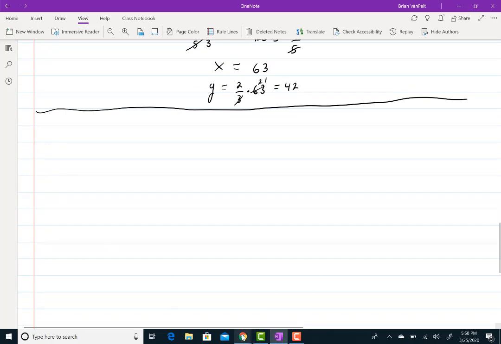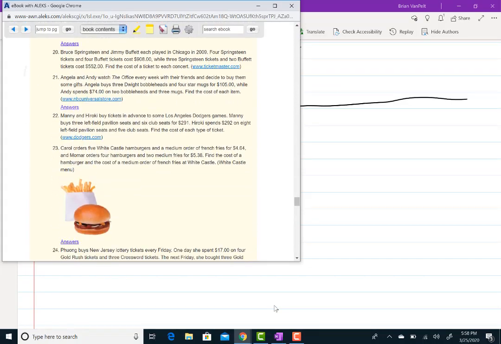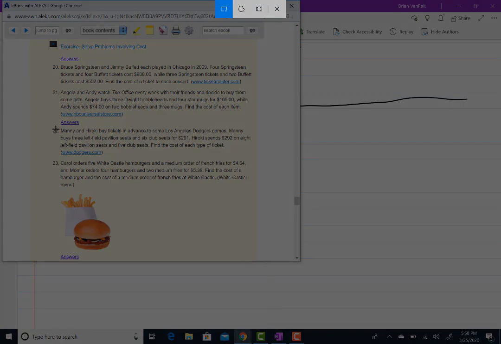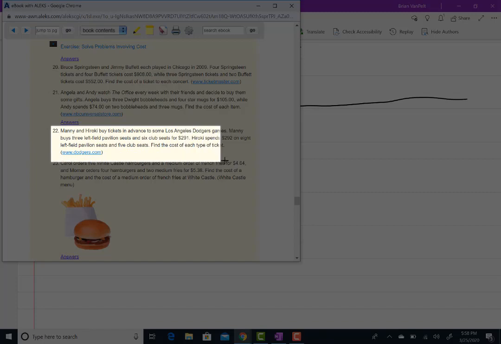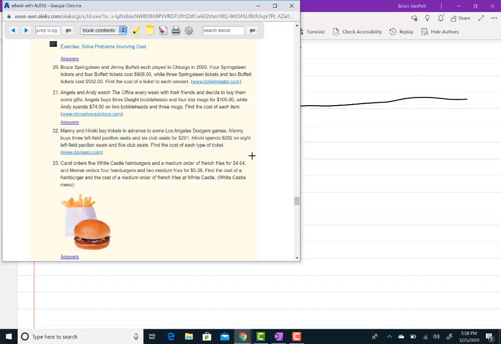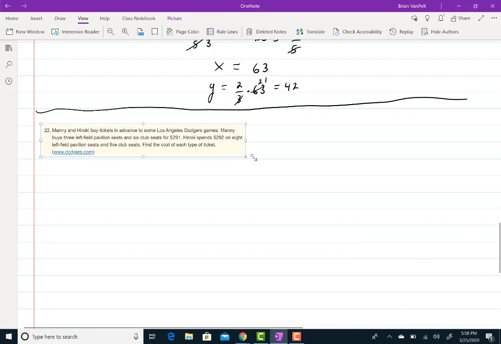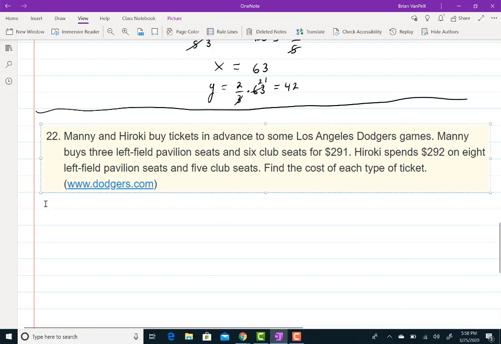Next up, I want to grab problem number 22 from the textbook. And this has, your book calls them problems involving cost. All right. What we have in this problem here is that Manny and Hiroki buy two types of tickets. They buy left field pavilion seats and club seats. Each one of them buys a collection of them, and they want to know the cost of each type of ticket. So let's do this.